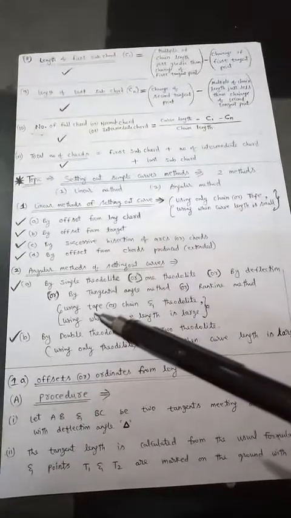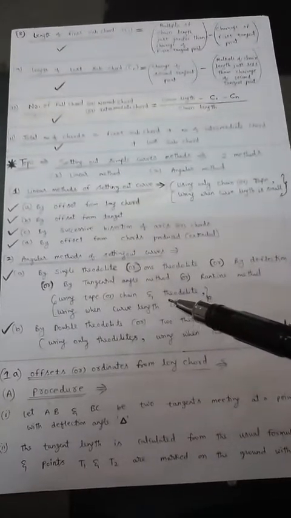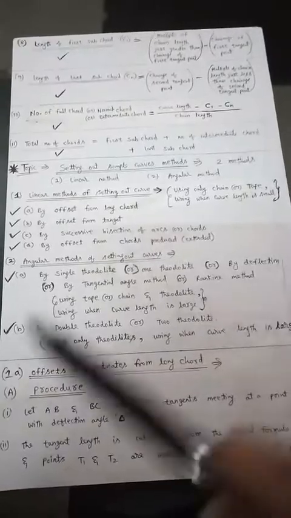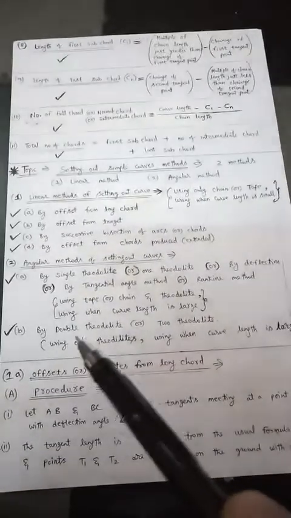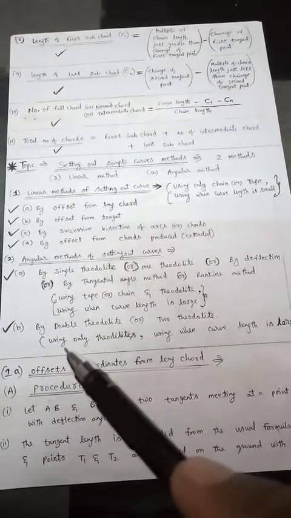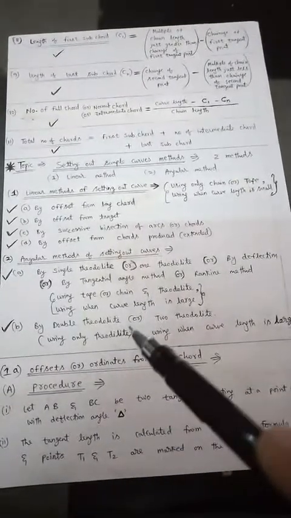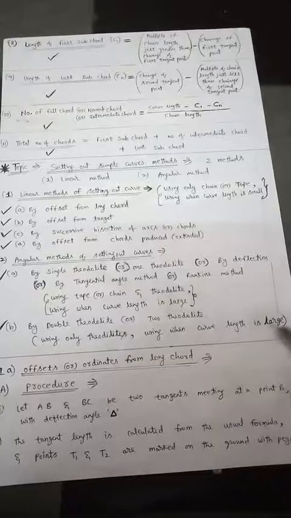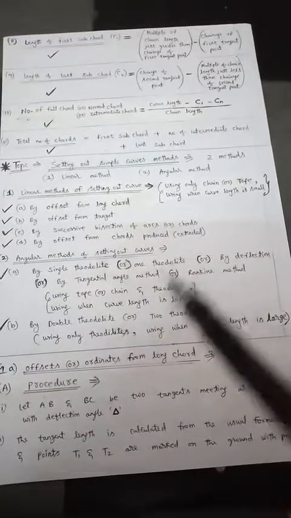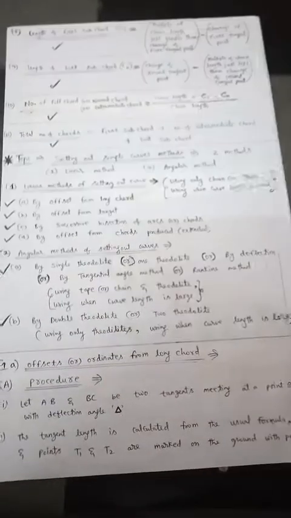In this method the instruments used are tape or chain and theodolite. It is used when the curve length is large. Second one, by double theodolite or two theodolite method. In this method we use only theodolites. It is used when the curve length is large. Here we will use only chain or tape and theodolite.